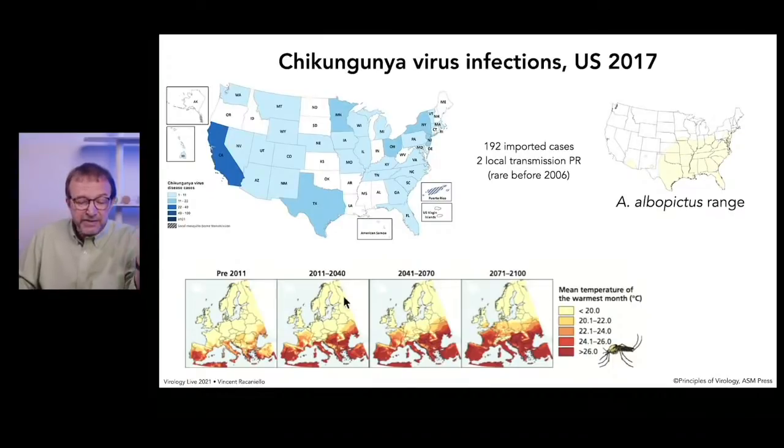This is increasing because, as you know, global climate is warming, and here's a modeling of the climate increase throughout Europe. And as the climate increases in temperature, the Aedes albopictus range will increase, and so eventually this virus will end up throughout Europe and the U.S. as a consequence.